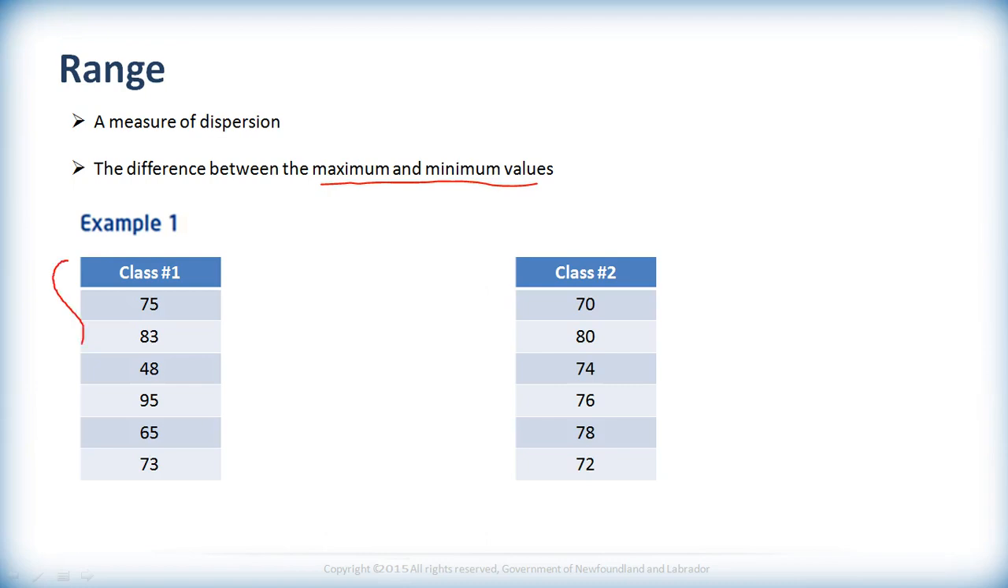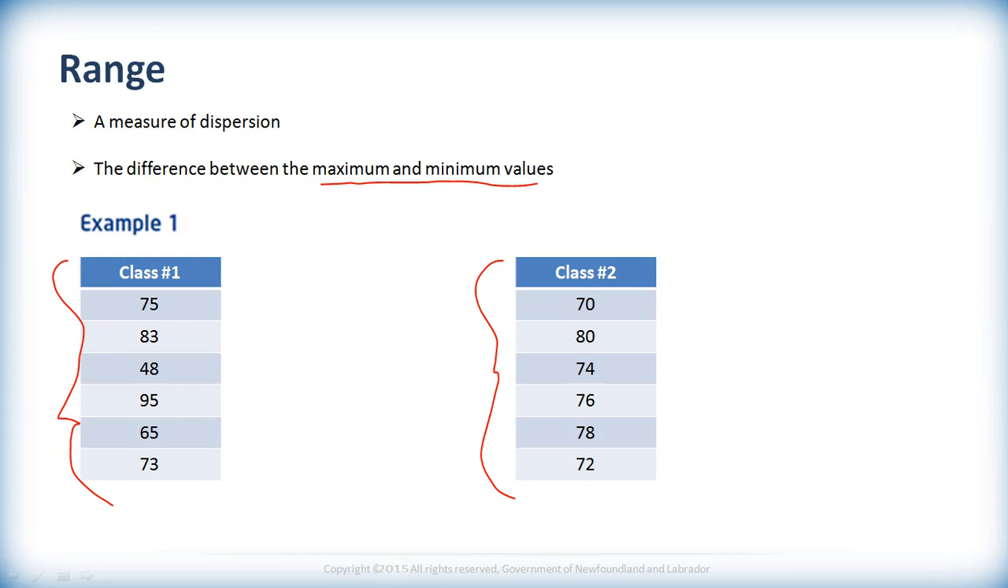So let's look at these two data sets that we have here. Each of these data sets represents a small class, and those are the grades that a particular group of students had on a test or an assignment or something. If we look at the two data sets, we could calculate the mean or the median or the mode, and that would tell us where they're all centered around, but we want to know the degree to which they're spread out.